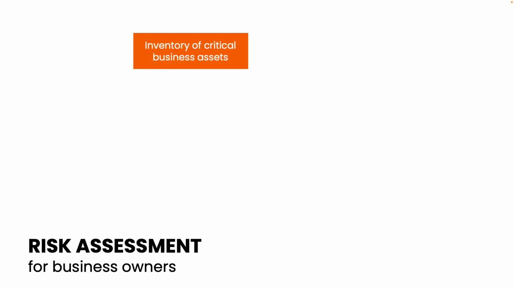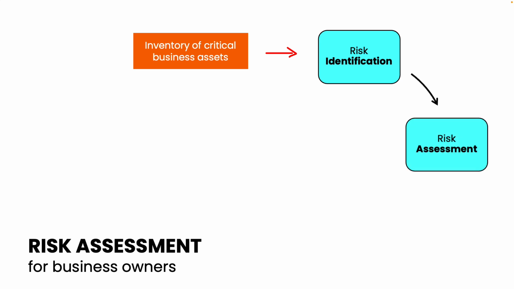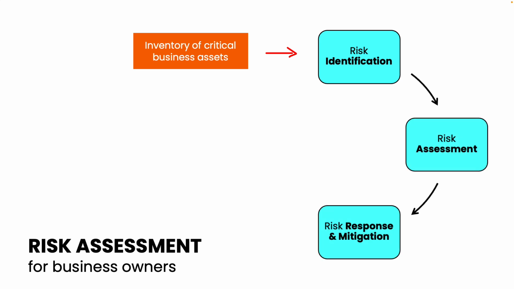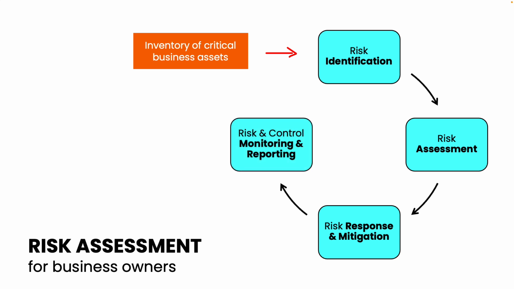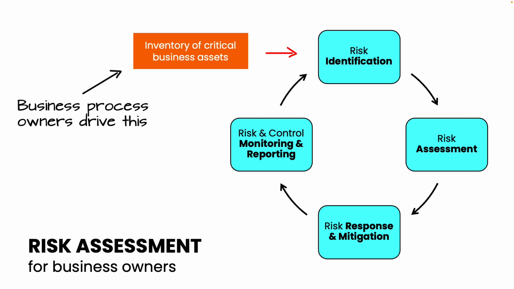Risk assessment begins with that inventory of critical business assets. So we were just talking about information assets. It really goes beyond that when we're thinking about the broader range of assets that we need to secure. But the process is not entirely dissimilar. So we identify risks, we assess those risks, we apply appropriate controls to mitigate the risk. We're going to monitor and report over time and potentially change or alter our controls when they are not as effective as they need to be. And that will lead to just a continuous adaptive loop. But the business process owners drive that inventory of critical business assets.